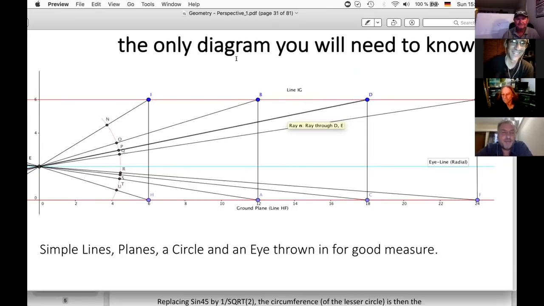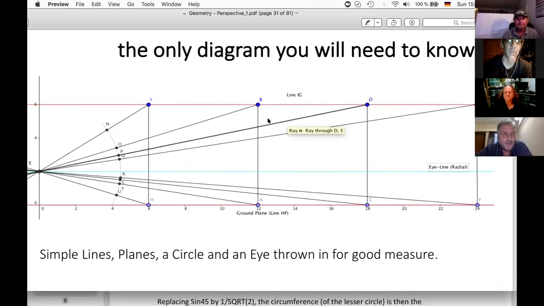Yeah, and I've always kind of said this is the only diagram you will need to know, and it's the one that's in the document, where here's the eye. I've made it two units up, and there's 6 units to this whole figure here. So this could be 6 foot, for example, in which case 1 unit is 3 feet, if you want to think about it like that. And the eye is here, so this is a guy that is standing there, and this is his eye height, and this line here is the eye line.